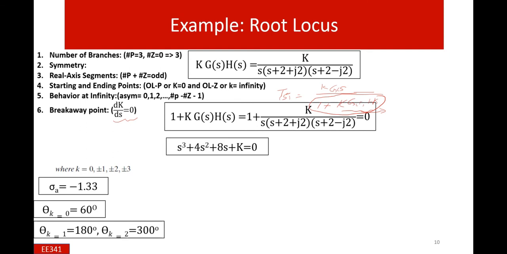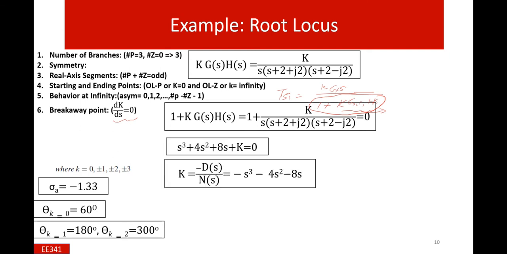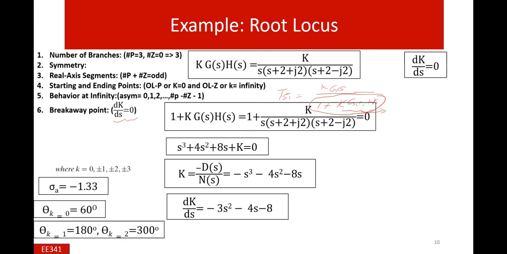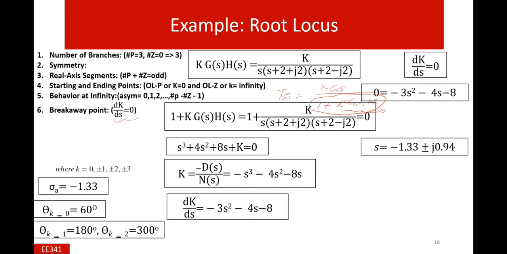Just taking the LCM, or directly we can find this relation by using this situation, and then taking the first derivative, which is equal to -3s² - 4s - 8. According to the criteria, when we put dk/ds, the first derivative, equal to 0, then we have two values.